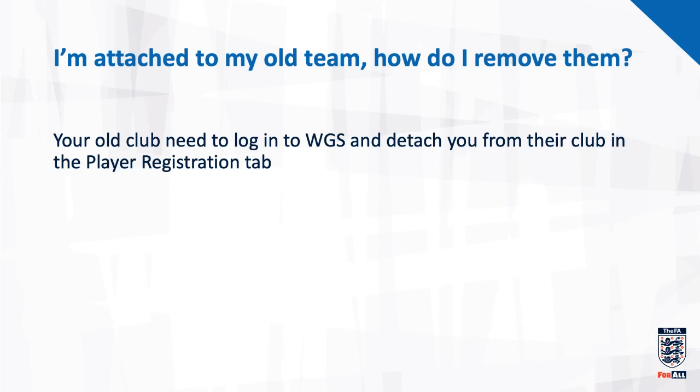We've had this a couple of times, especially at the start of this season, with players looking at potentially new places to play. Is I'm attached to my old team still? How do I remove them? And there's two ways. Either your old club needs to log into whole game and detach you from their club records, which they should be doing. But if maybe that club's folded or you're not able to get in touch with the club still, get in touch with your county FA, and they will ensure that your old playing roles have been removed from whole game. So you're just seeing what you need to see within Matchday.